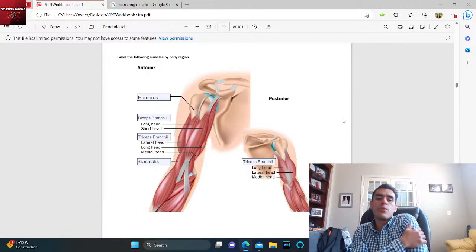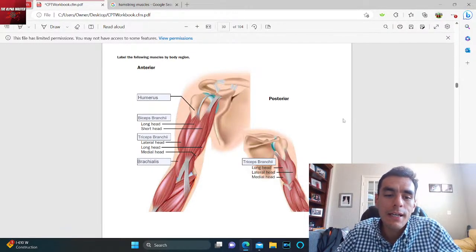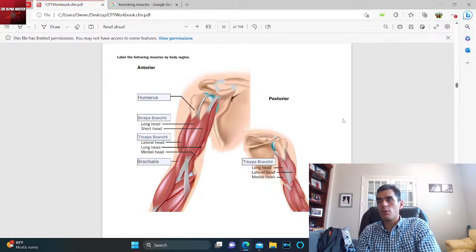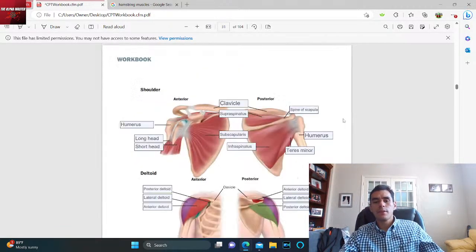Then you have the triceps brachii on the backside of the humerus, which has the lateral head, the long head, and the medial head. And then you have the brachialis around the elbow joint, between the humerus and the radius and the ulna. On the posterior side, you have the triceps brachii, with the long head, the lateral head, and the medial head, around the humerus, anterior and posterior sides.